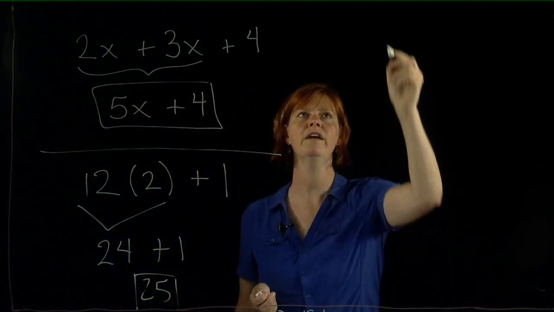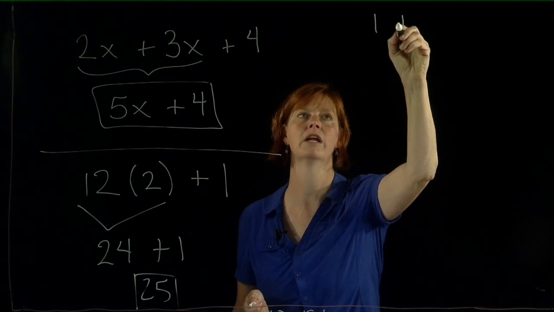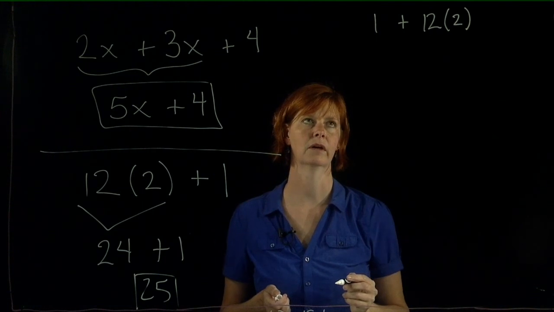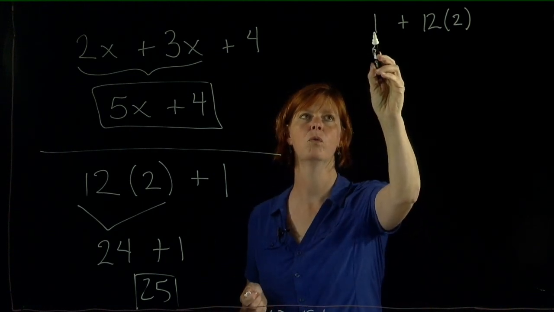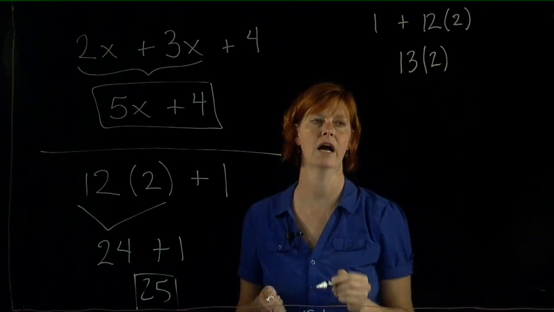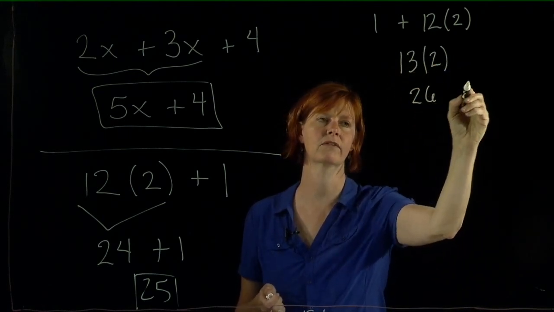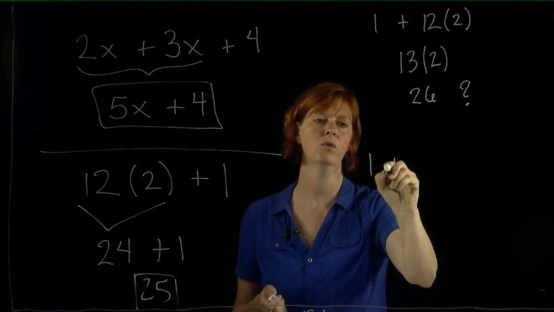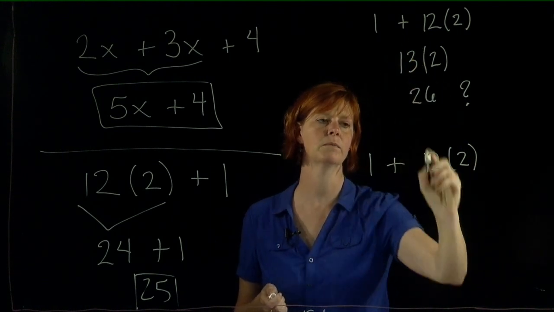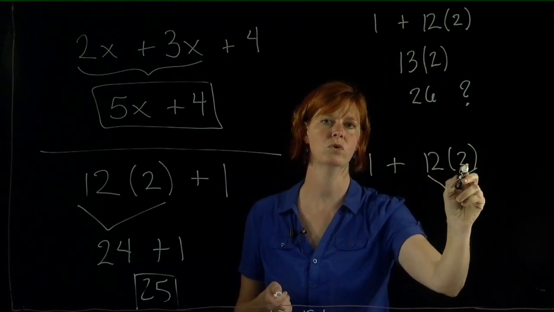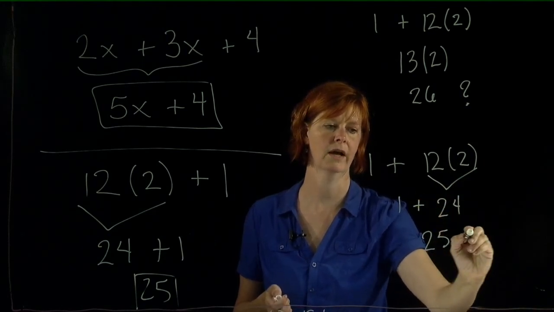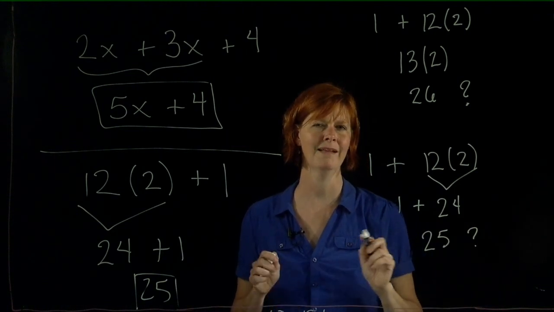But what if I put the plus 1 in front like this? Now you might have done 1 plus 12 and got 13, and then you did times 2 and you got 26. I'm going to put a question mark by that. What if I did this problem again, and this time I did the 2 times the 12 and I got 24? Okay, and I'm going to put a question mark. That's not the way math works.